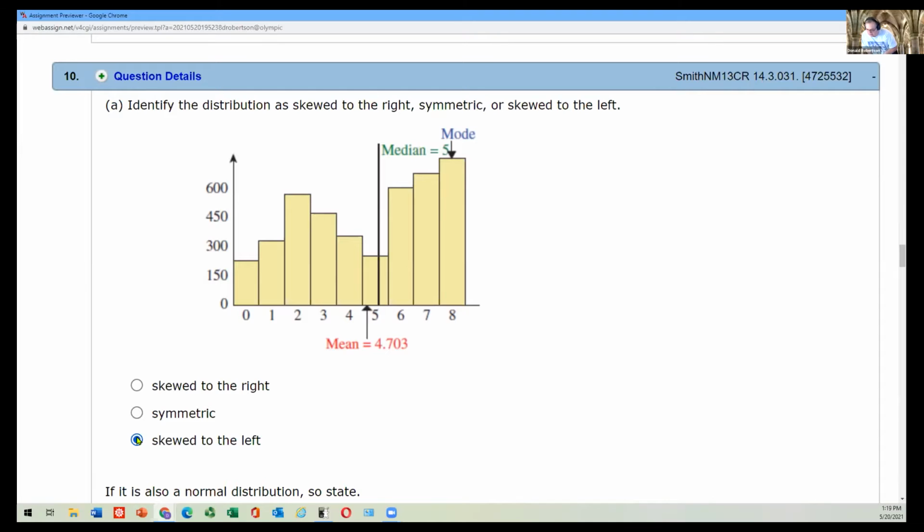If you have a mean and that mean is to the left of the median, then you are looking at skew to the left. You might say, what about the mode? Don't care what the mode does. It has no effect on the basic shape.